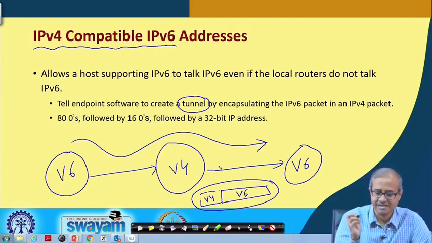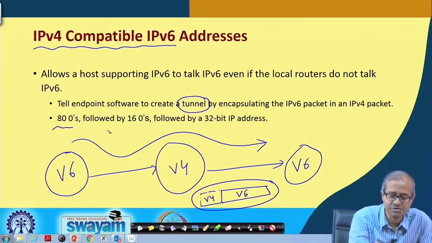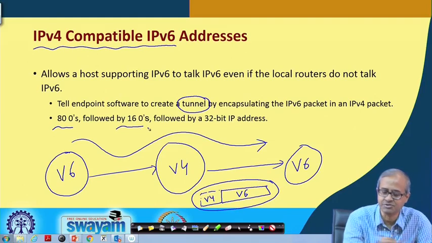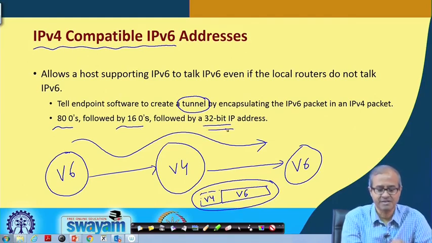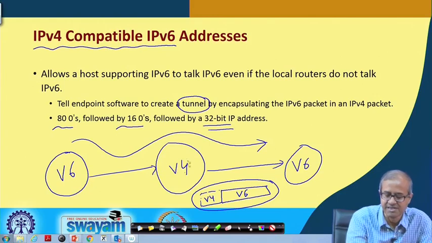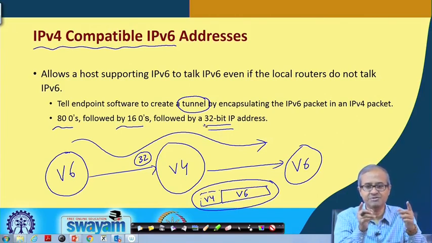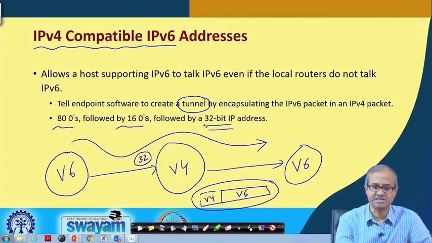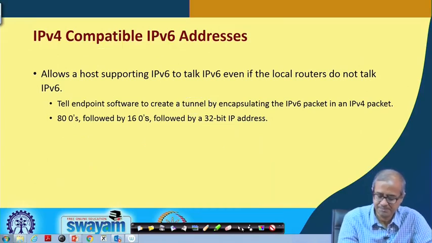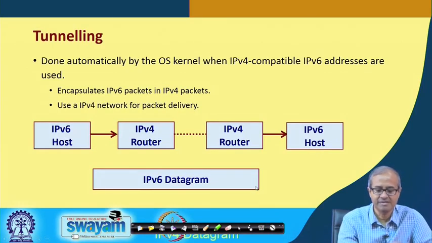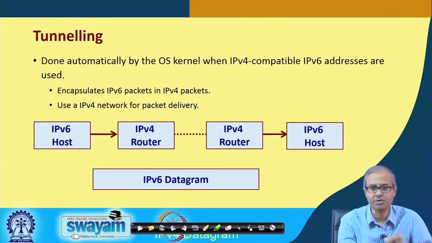That is the idea. And here the way we specify the address is 96 zeros followed by the 32-bit IP address. That means, when you are sending this packet to this intermediate router, it is a version 4 network, which means it will have a 32-bit address, right. So, that address you specify like this: 96 zeros followed by the 32-bit address. Okay. So, this is what tunneling is all about, which was used in the previous case.